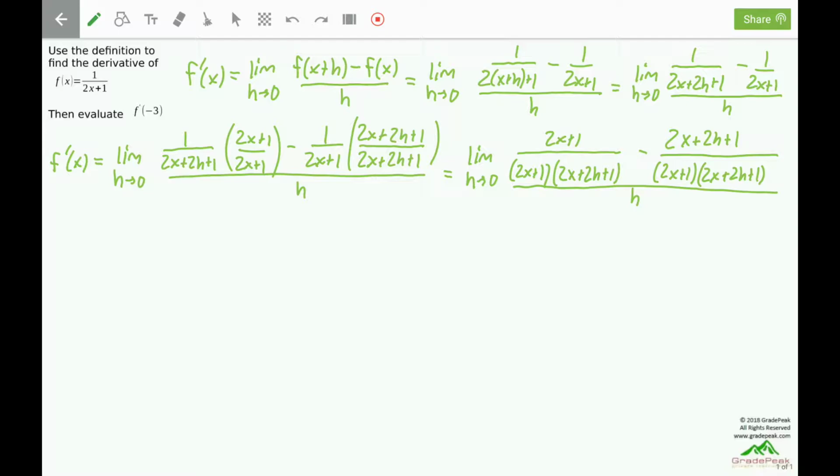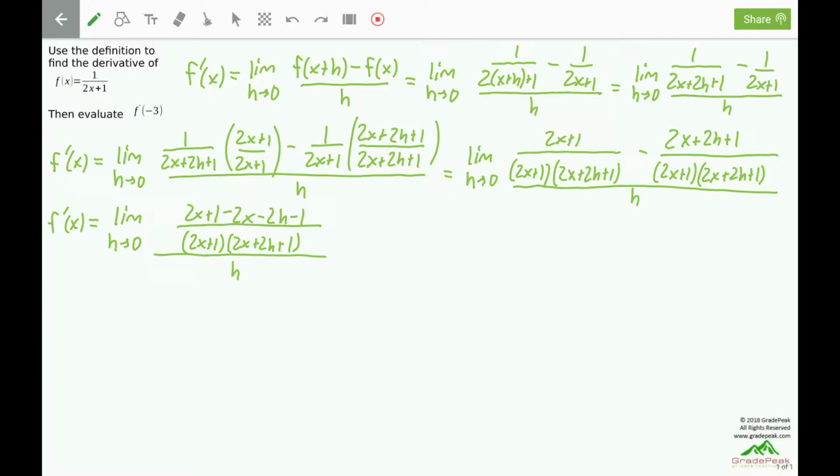So the next step is we're going to combine those fractions together since they have a common denominator. Just be careful with this minus sign that will distribute on every one of those terms in the numerator. So f prime of x will equal limit as h goes to 0 of 2x plus 1 and then minus 2x minus 2h and minus 1. Distribute that minus sign all over that common denominator, and then the entire thing over h.